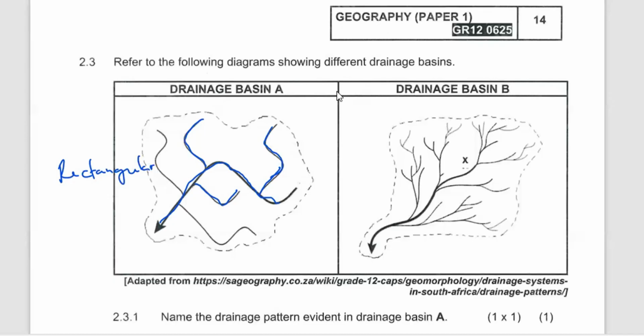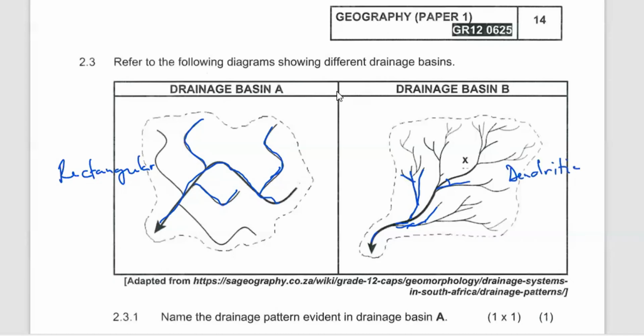Right, and let's go to drainage basin B. If we check, our main stream is this one, and if we check our tributaries, they are joining at acute angles or at angles less than 90 degrees. And also if you check how the tributaries are joined by sub-tributaries, they are also joined at angles less than 90 degrees. And this nature of drainage pattern is what we call dendritic.